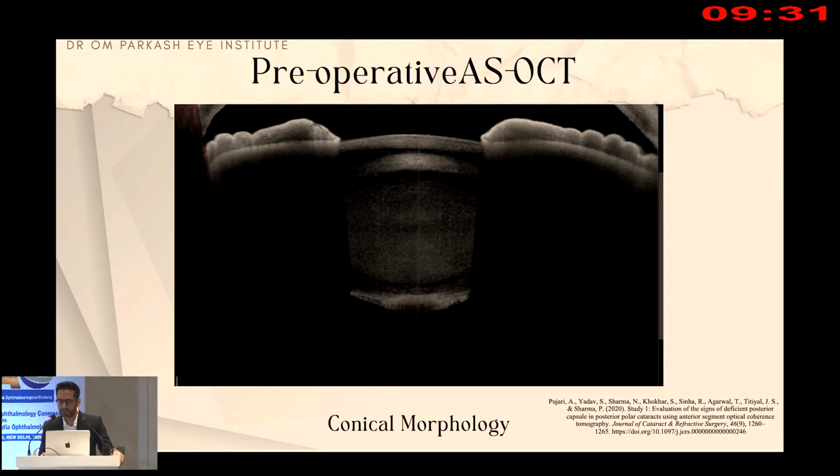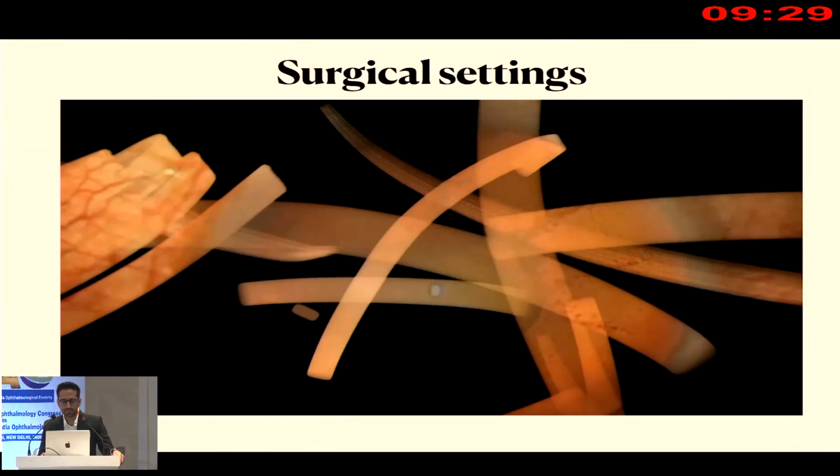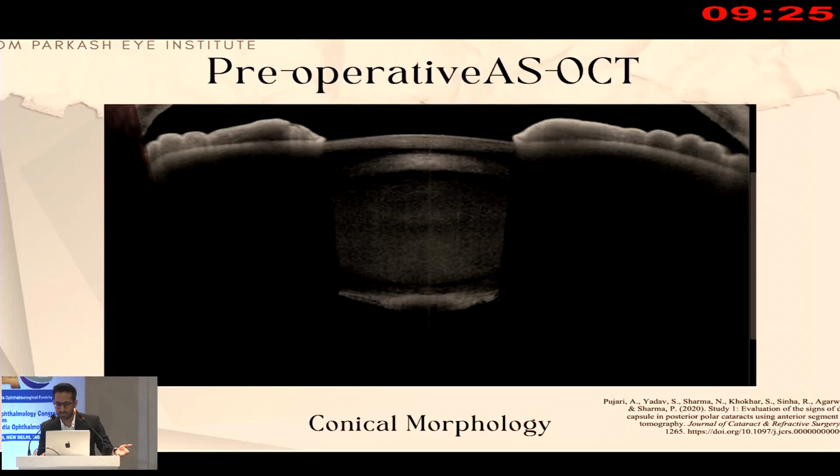Dr. Pujari has published a very good paper on that. So what I usually do is, this case already had a pre-existing PCR which was confirmed with the preoperative OCT with the conical morphology.